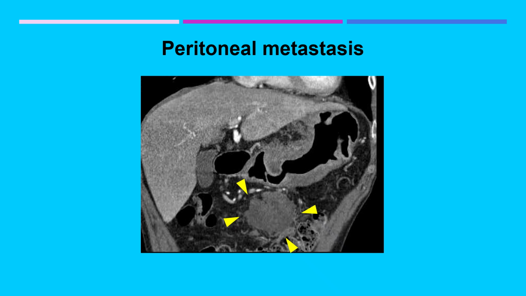This CT image is a coronal view, allowing visualization of the stomach in the vertical direction. A mass is seen beneath the gastric cancer, representing peritoneal dissemination.